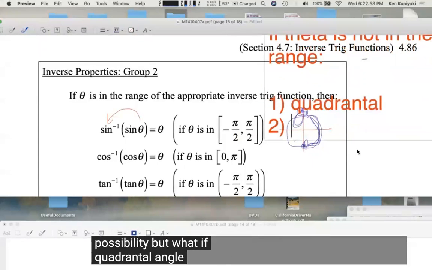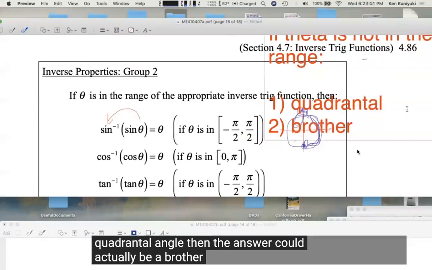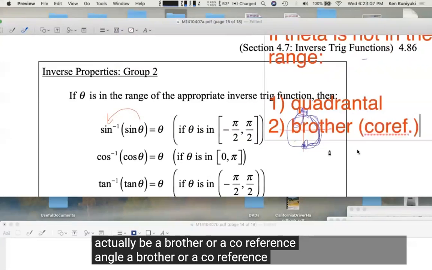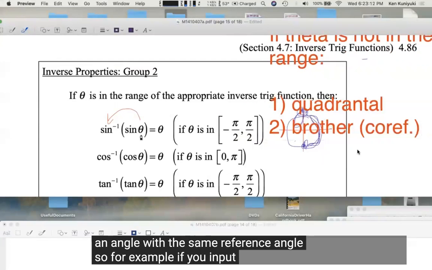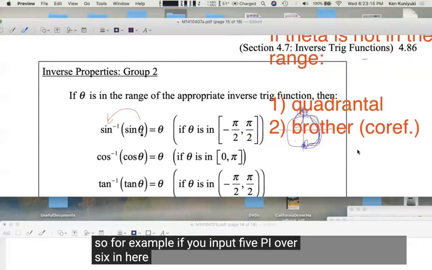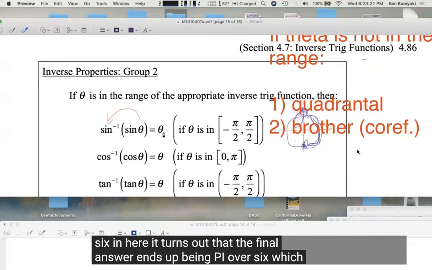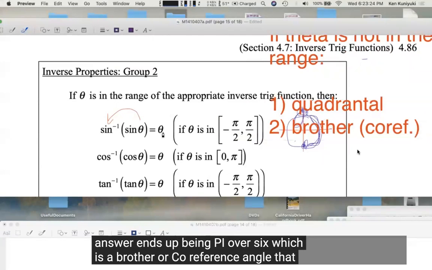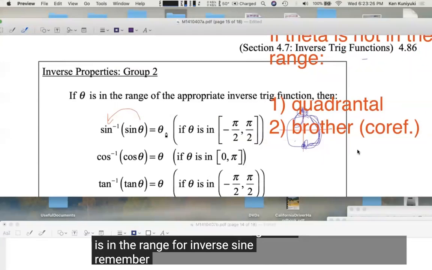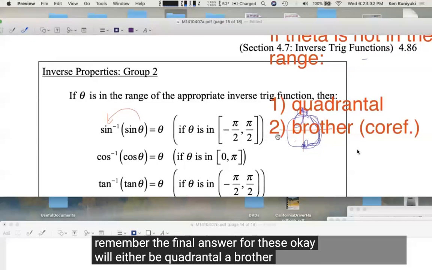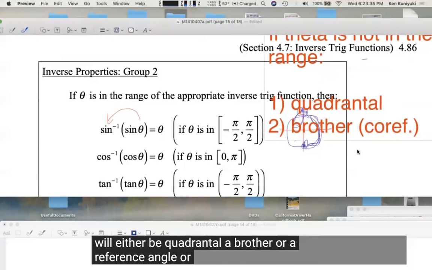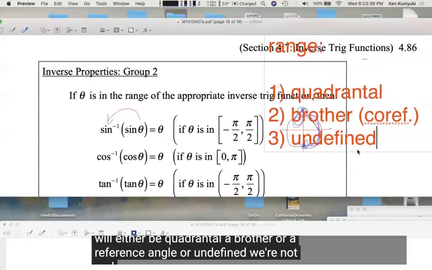But what if you don't have a quadrantal angle? Then the answer could actually be a brother or a co-reference angle, an angle with the same reference angle. So for example, if you input 5 pi over 6 in here, it turns out that the final answer ends up being pi over 6, which is a brother or co-reference angle that is in the range for inverse sine. Remember, the final answer for these will either be quadrantal, a brother or a co-reference angle, or undefined, or not real.